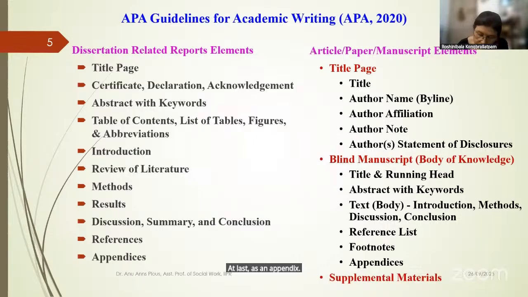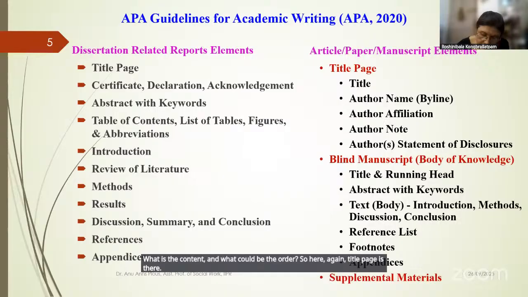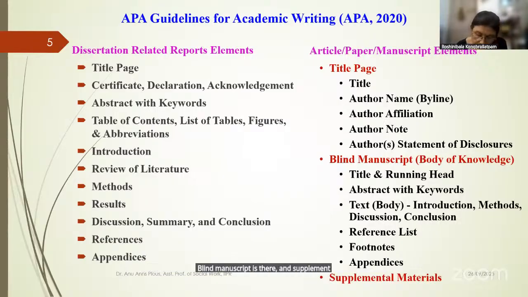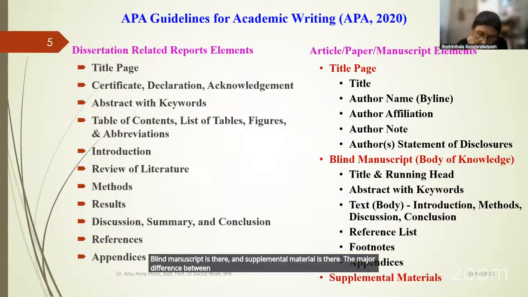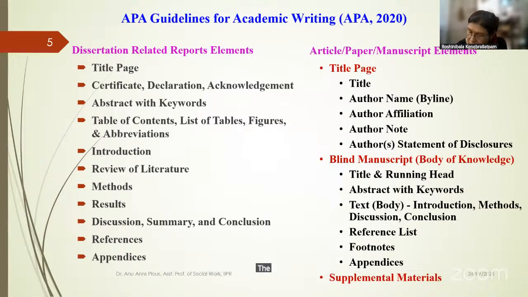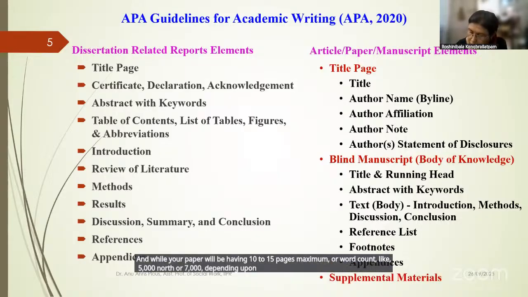Then the same thing, if you are going to publish as a manuscript, what is the content and what could be the order? So here again, the title page is there, the blind manuscript is there, and supplemental material is there. The major difference between the dissertation-related research report and the article is the paper length itself. The first one will have more than 100 pages minimum, while your paper will have 10 to 15 pages maximum, or a word count like 5,000 or 7,000, depending upon the journal specifications.